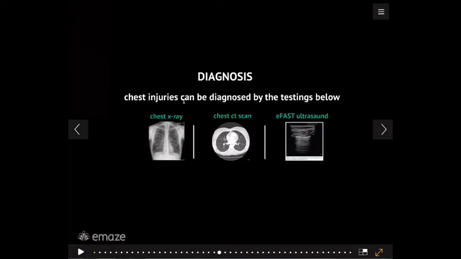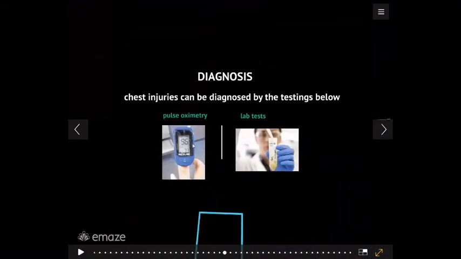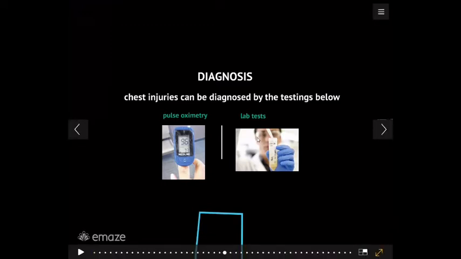I'm going to talk about the diagnosis of chest injuries. We can diagnose chest injuries in several ways: by chest X-ray, chest CT scan, EFAST ultrasound, pulse oximetry, or lab tests. Lab tests, for example blood testing including ABG, do not have much utility in making the diagnosis, yet they should be requested in the likely event that blood transfusion is needed.